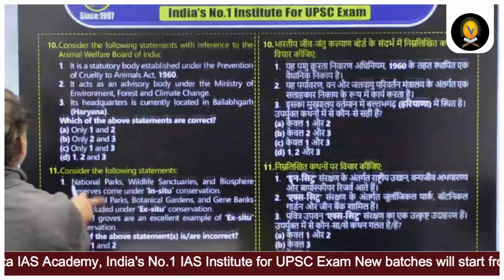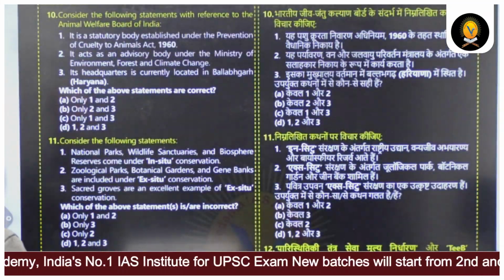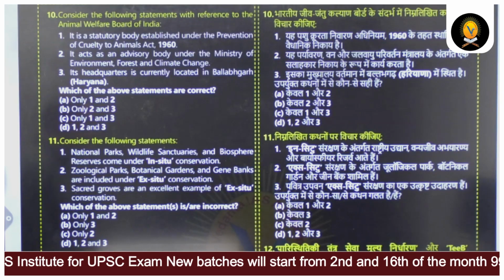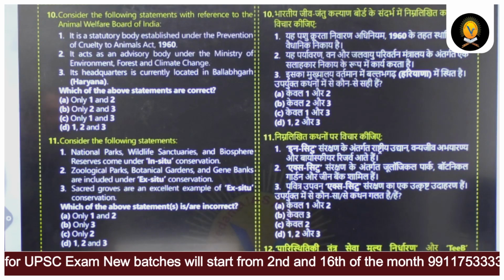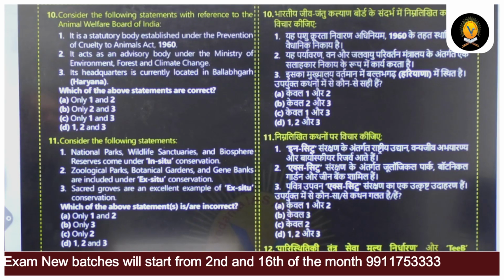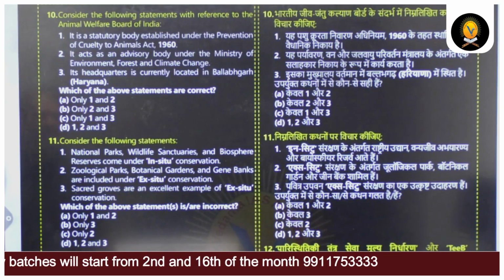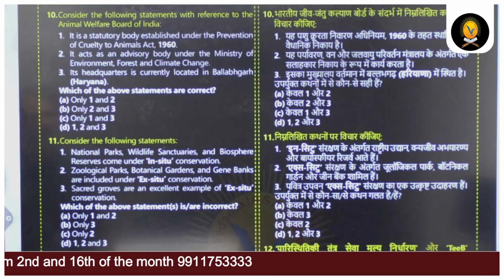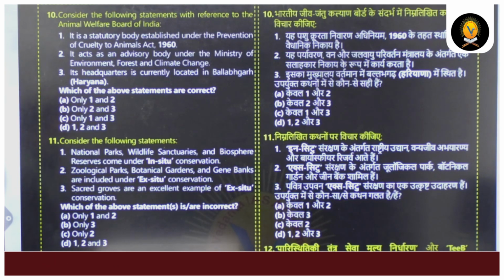Next is, consider the following statement with reference to the Animal Welfare Board of India. Animal Welfare Board, it is a statutory body established under the Prevention of Cruelty to Animals Act 1960. Yes, it is correct. It acts as an advisory body under the Ministry of Environment, Forest and Climate Change. Correct. Its headquarters is currently located in Ballabgarh, Haryana. Yes. So, question number 10, all the options are correct.